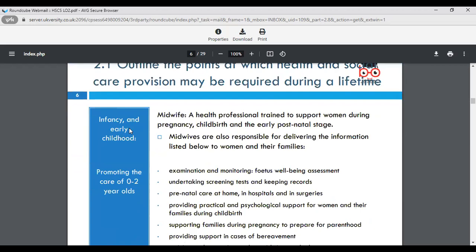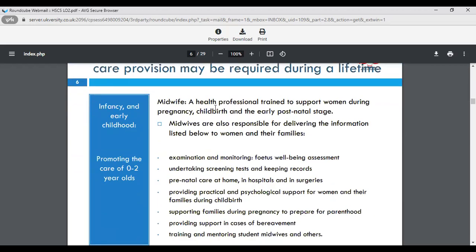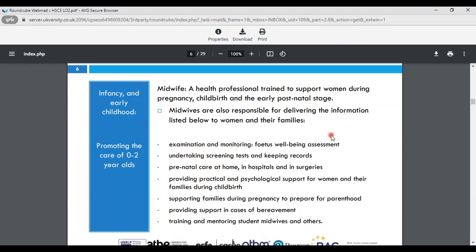In infancy, for instance, a midwife is a healthcare professional who is trained to support women during pregnancy, childbirth, and the early postnatal stage. This midwife will be an important aspect during this phase. Midwives are also responsible for delivering the information listed below: examination and monitoring of the fetus, undertaking screening tests, and keeping records.